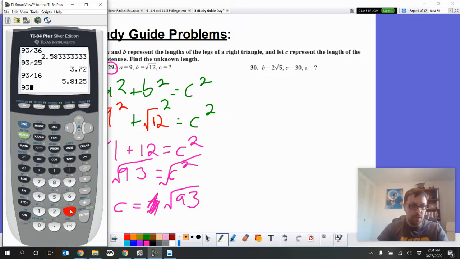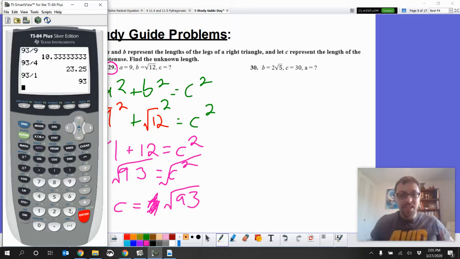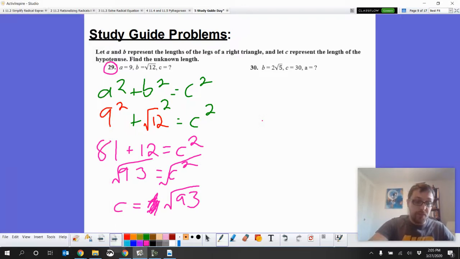So 93 divided by 9. Nope. 93 divided by what else? 4. Nope. No perfect squares divide 93. Well, one of them does, it's 1, but that doesn't help us simplify our problem. So we're just going to leave it as the square root of 93. We're done. We do want to check to see if we can simplify every time.